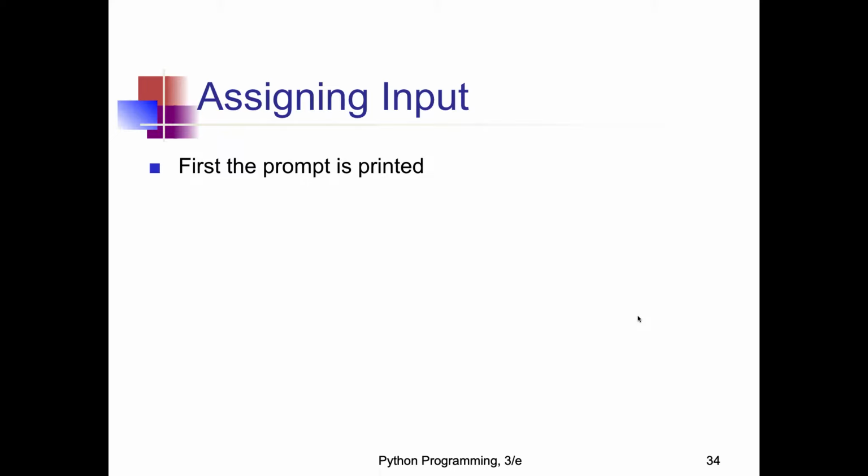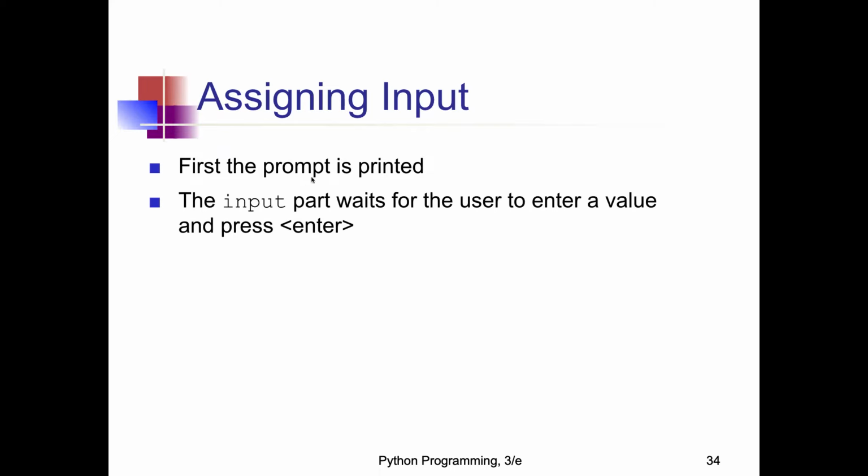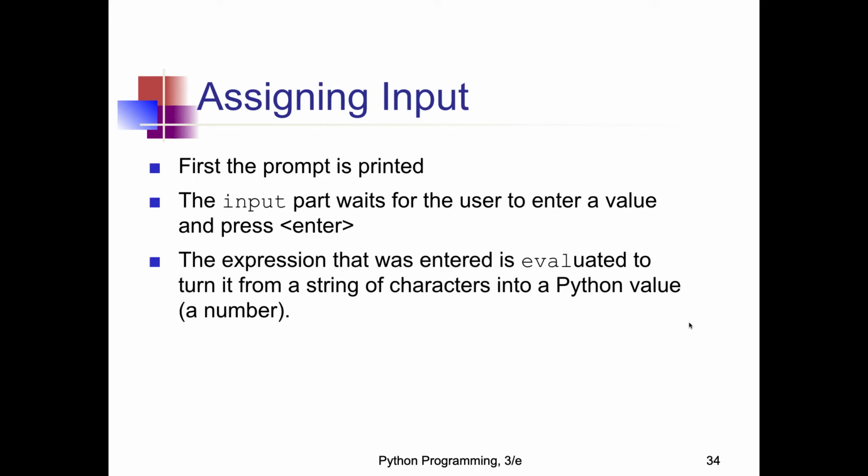So what happens when you execute that line? First, the prompt is printed. The input part waits for the user to enter a value and press enter. The expression that was entered is evaluated. That's why we call eval, to turn it from a string of characters into a Python value, whether that's a number or what type of number. And then finally, the value is assigned to the variable.